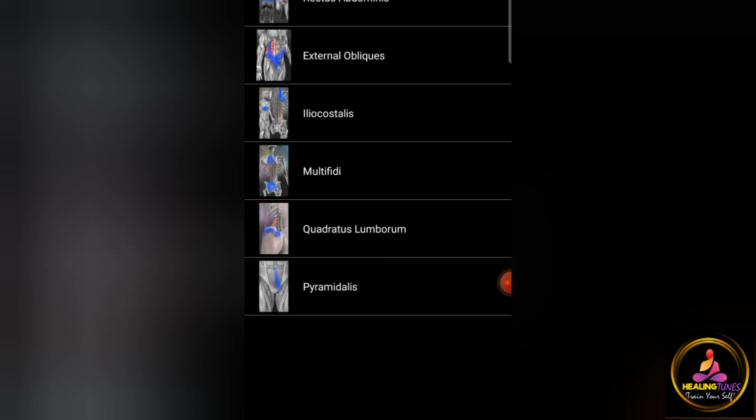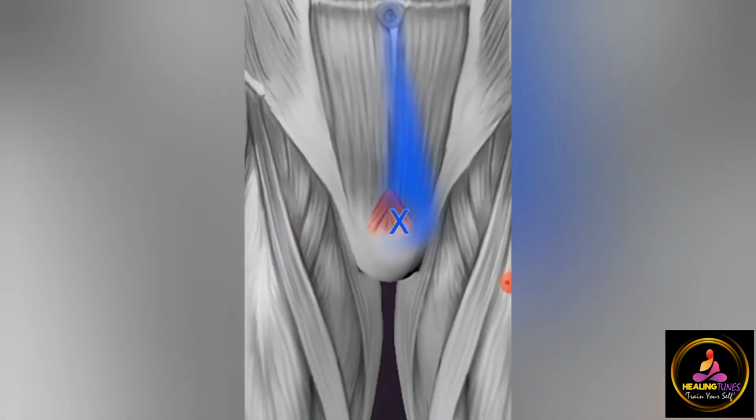Next is the pyramidalis. This muscle's trigger point refers pain near the midline between the pubic bone and belly button. But this muscle is absent in 20% of people.